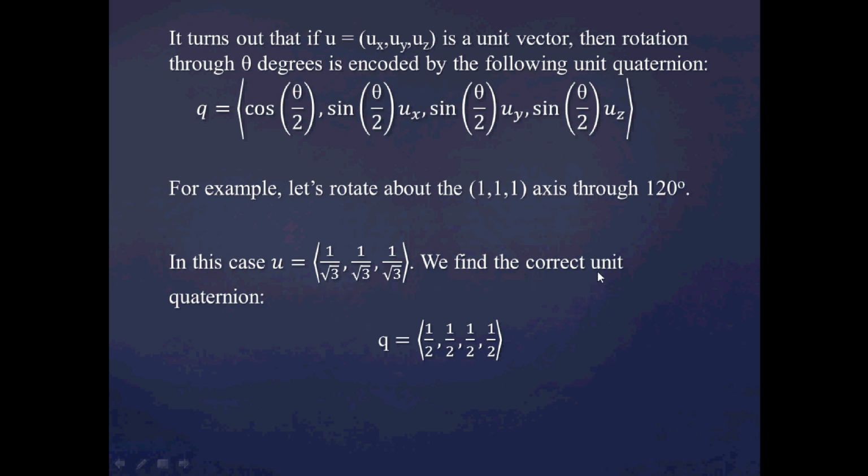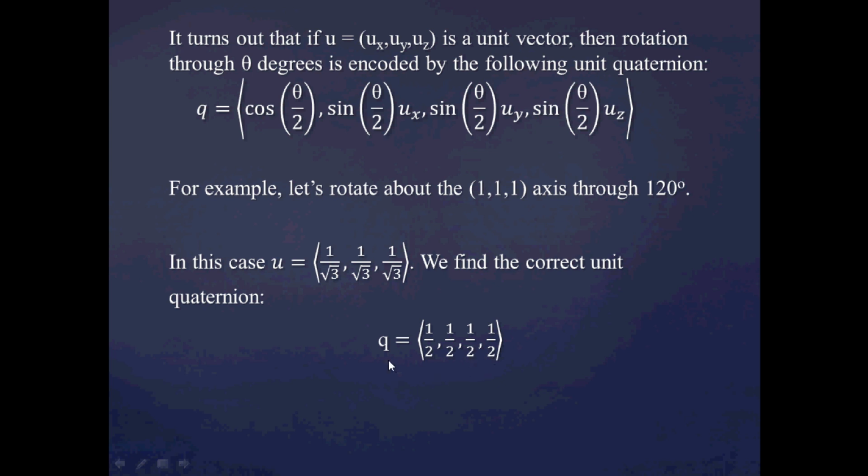And now we're going to find the correct unit quaternion just by using this formula. So it's 120 degrees. So theta over 2 is going to be 60 degrees. So that means the first component is going to be the cosine of 60, which is 1/2. The second component is going to be 1 over root 3 times the sine of 60. So it's going to be 1 over root 3 times root 3 over 2. So it's going to be 1/2. And then the other ones are also 1/2.